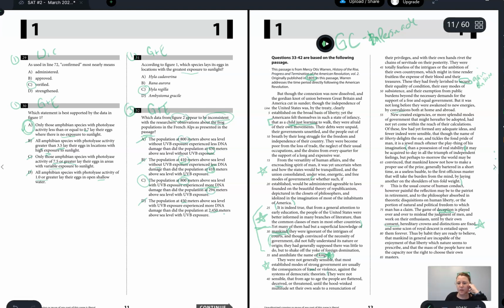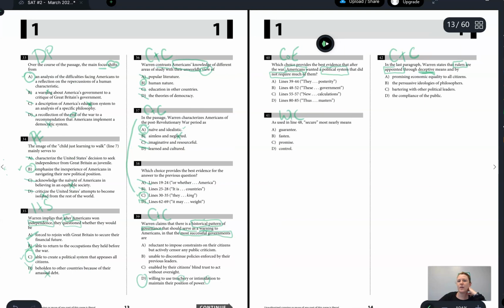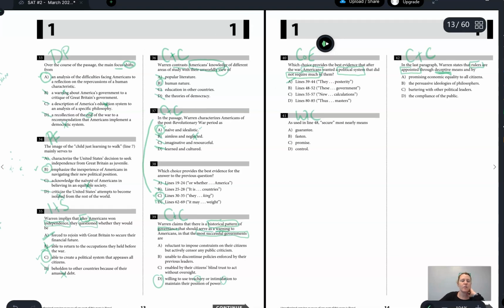They were not sensible that from age to age the peoples are flattered, deceived, or threatened until the hoodwinked multitudes set their own seals of renunciation on their privilege and with their own hands rivet the chains of servitude on their posterity. So that seems like it more talks about how leadership is established, not that we don't want to do anything for this political system. So let's try the next one, 48 through 52.